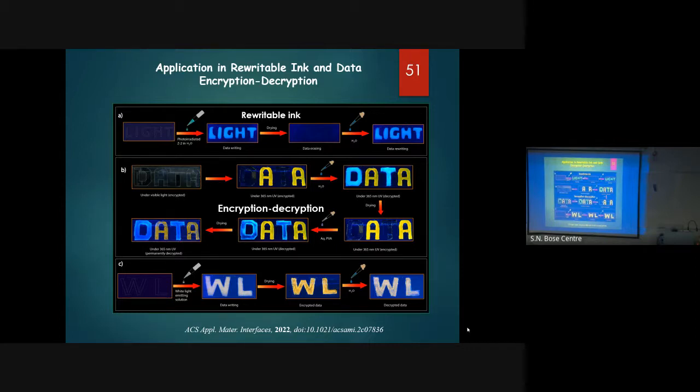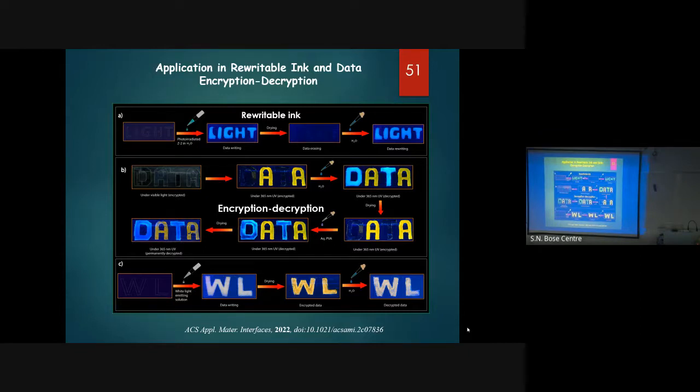The other thing that we did is a kind of encryption. We wrote this word with two different solutions. D and T, these two letters, were written with the photo-irradiated product, and these two A's are written with the unreacted cyanostilbene. Remember, the unreacted cyanostilbene, whether in the solid state or in the aggregated state, shows green-yellow emission.